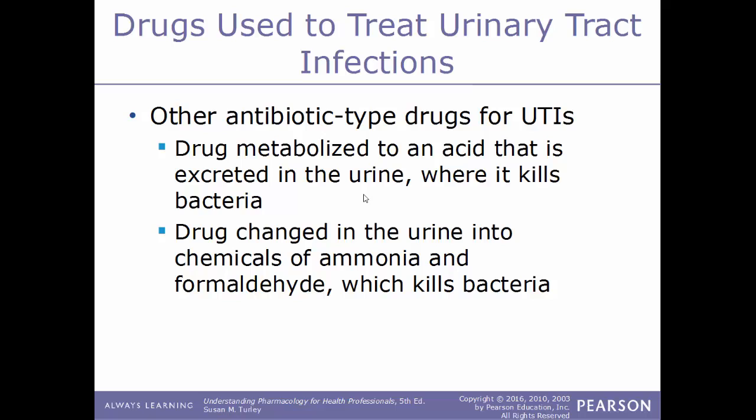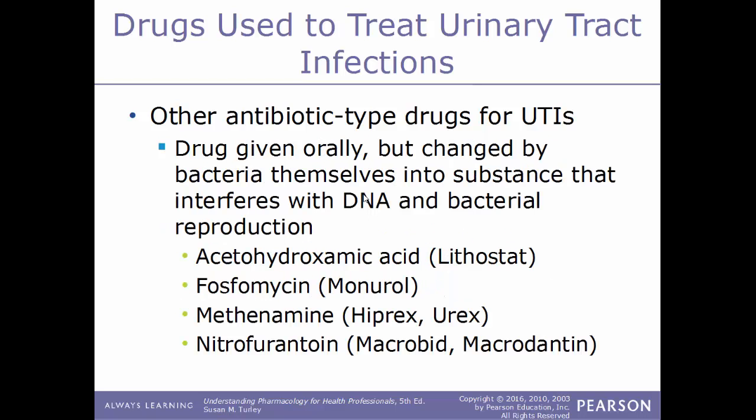Some other antibiotic type drugs are used for UTIs. One drug is metabolized to an acid that is excreted into the urine, where it kills the bacteria. Another drug is changed in the urine into chemicals of ammonia and formaldehyde, which end up killing the bacteria. Another is given orally, but changed by the bacteria themselves into a substance that interferes with the DNA and the bacterial reproduction. Some examples of this type of drug would include acetohydroxamic acid, sold under the name Lithostat, fosfomycin, sold under the name Monurol, methenamine, sold under the name Urex or Hiprex, and nitrofurantoin, sold under the name Macrobid or Macrodantin.